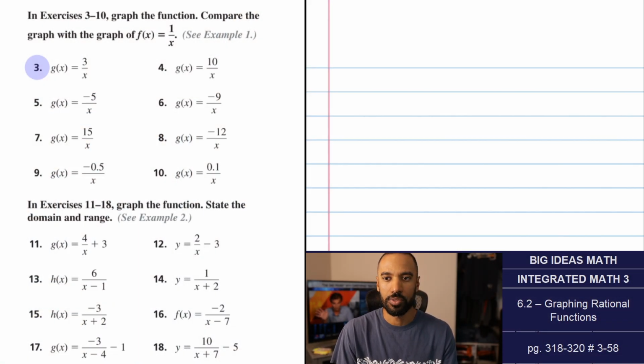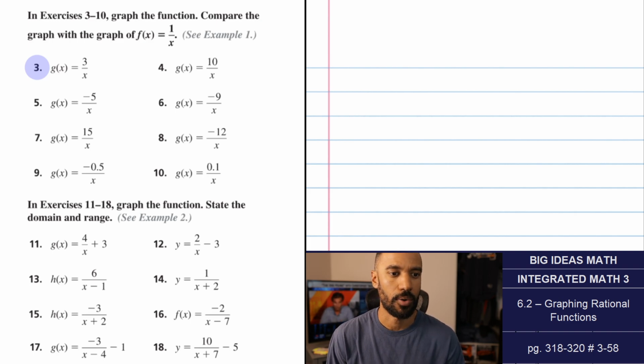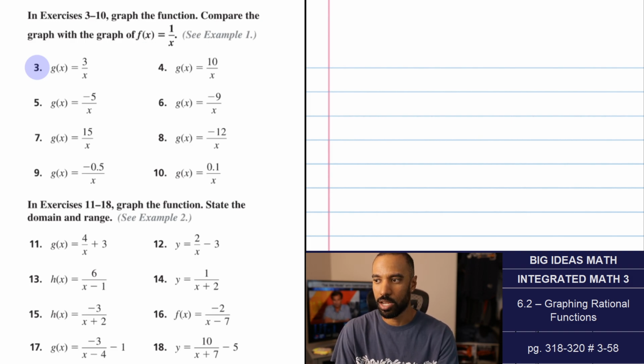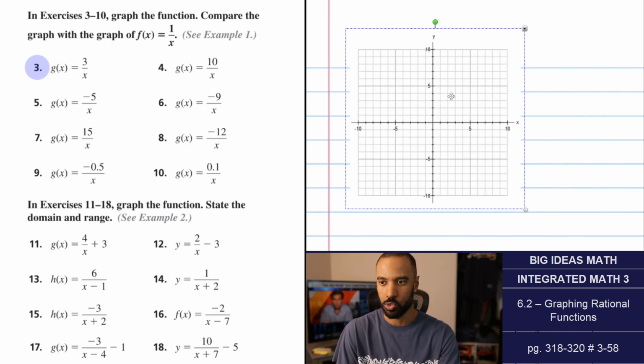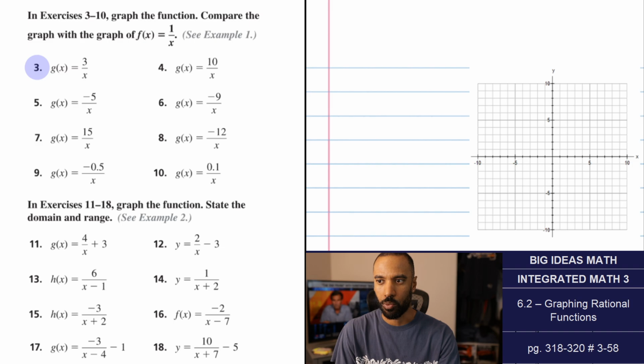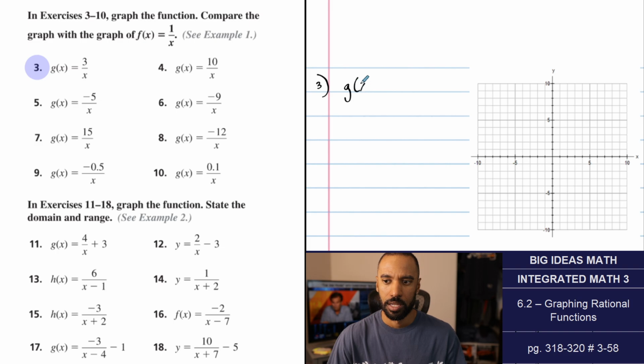In exercises 3 through 10, we're going to graph the function and compare the graph with the graph of f of x equals 1 over x. If we are intent on comparing to f of x equals 1 over x, here's what I'm going to do. I'm going to graph that first and have that copied and pasted for each problem here. I'll even make it kind of more transparent. I think that'll just work out. But here's the original equation. I just want to get that written.